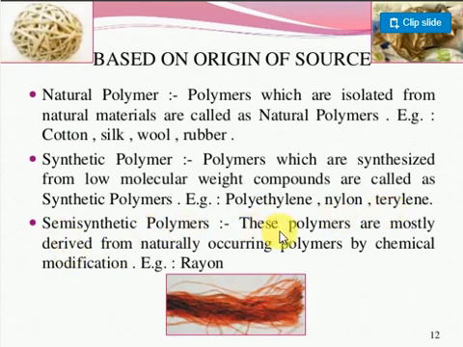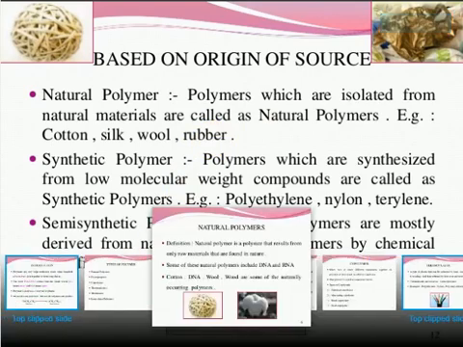Semi-synthetic polymers are mostly derived from naturally occurring polymers by chemical modification only. By adding some chemicals, rayon is also called artificial wool. It seems like wool, but it's not wool, it's artificial wool. Clear? Another example is tires. The tires are generally made up of rubber, but they add some chemicals to make it harder, and then it becomes tire rubber. Clear?